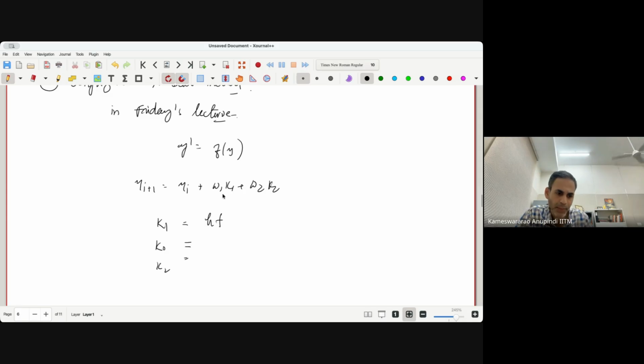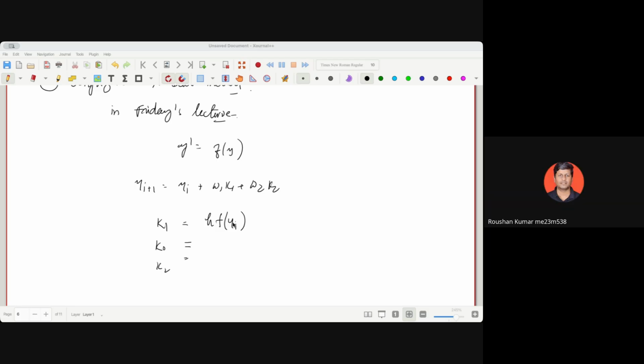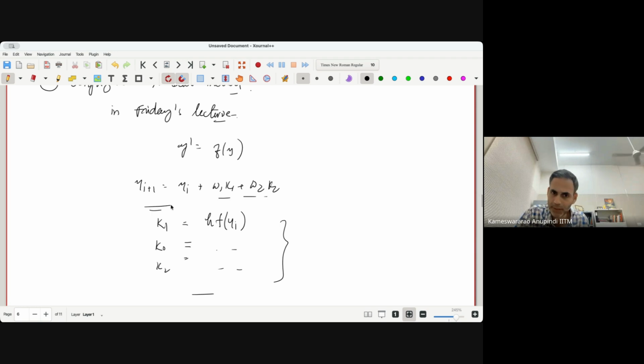This is h of f of y_i, so this is not a problem. But the other one is actually f of y_i plus h times f of y_i. That is very clear, sir. The k1, k0, and k2 expansion is very easy. There is no issue. The expansion is okay, very easy. Then you can put it in here. Okay, so that is clear, sir.